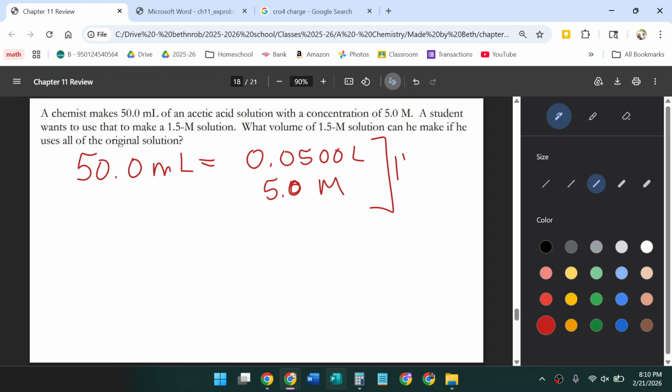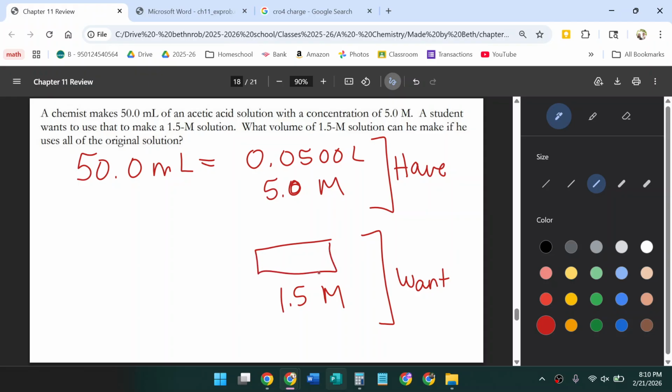We want to use this. This is what we have, what they've made. We want to use that to make something new. What we want is we want a 1.5 molarity solution, and we need to know what volume. So how many liters do we need, or can we make? So if we use all of this, we're going to use all of this right here to make it. In other words, we're going to use all of those liters. So let's figure out, again, we're using the same thing, M equals moles per liter.